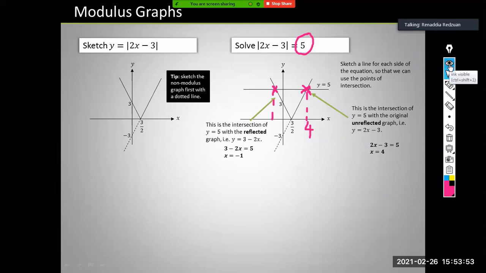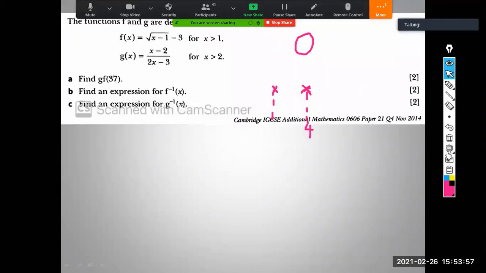Class, since we have about 8 minutes left, I want you guys to try one of the past year questions. This one is for functions. We have function f and function g. First one, find the composite function gf. Then for B, find the inverse of f, and for C, find the inverse of g.